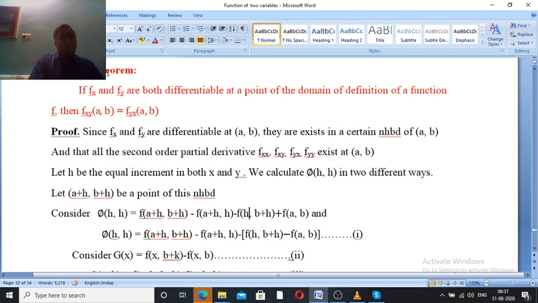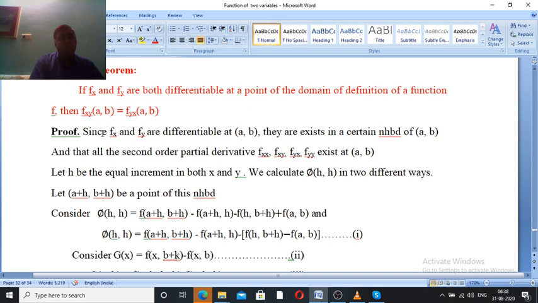Today we will discuss a very interesting theorem, that is Young's theorem. If fx and fy are both differentiable at a point of the domain of definition of a function f, then this equality holds at point (a, b).